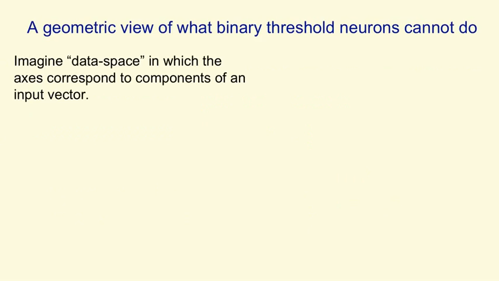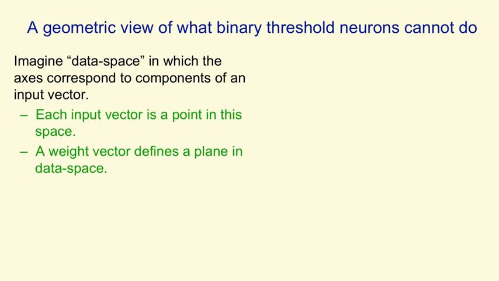So we're going to imagine a data space now in which the axes correspond to components of an input vector. In this space, each point corresponds to a data point, and a weight vector is going to define a plane in this space. So it's just the opposite of what we're doing with weight space.